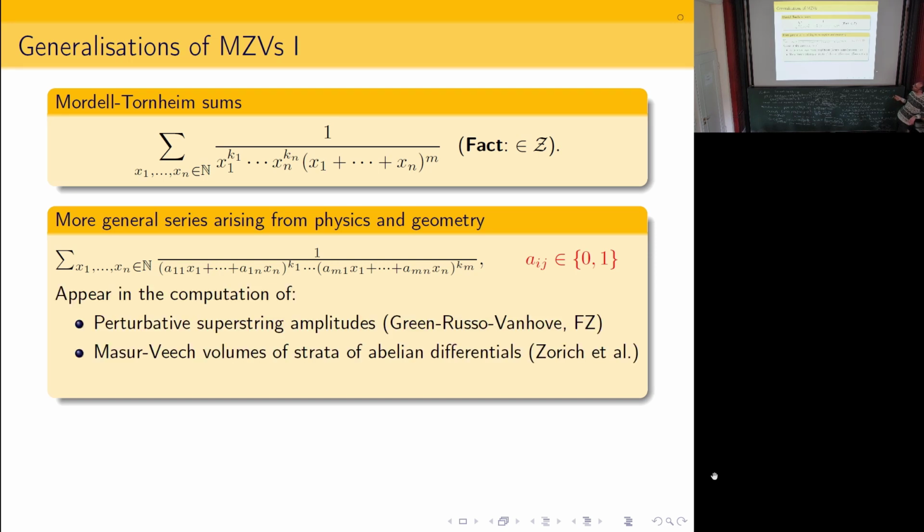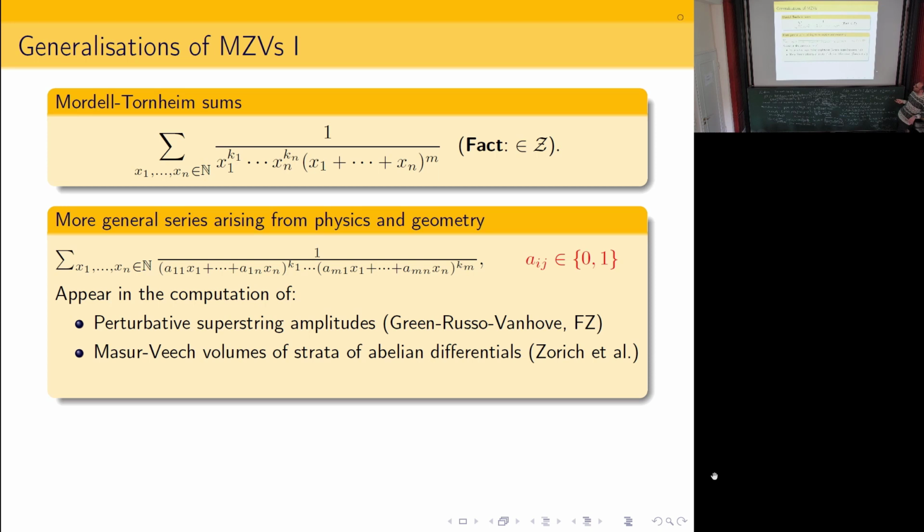I've seen them from a paper of Green, Russo, and Vanhove in the computation of perturbative superstring amplitudes. And that's also related to my PhD thesis. And then I was talking to Zorich, who told me that he encountered the same kind of sums in the computation of volumes of strata of abelian differentials.